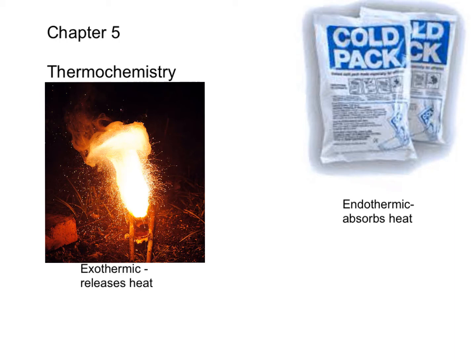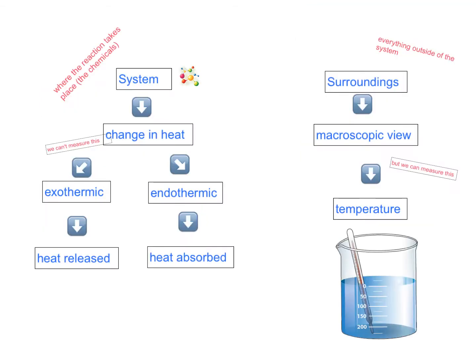So we'll have to distinguish between what's happening with our reactants and what's going on around our reactants. And so we need to distinguish between the system, this is the actual chemicals where the reaction is taking place, and the surroundings, which is everything outside of the system.